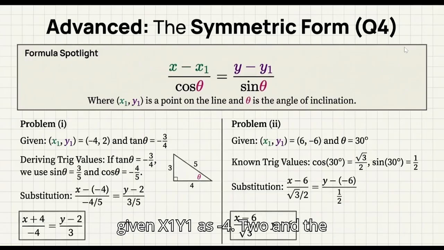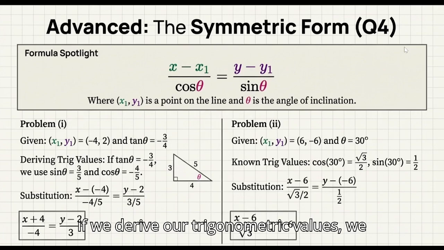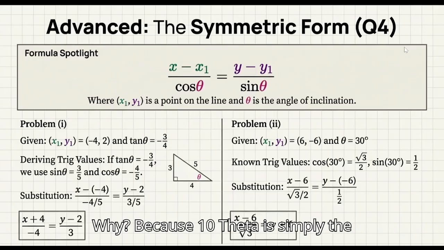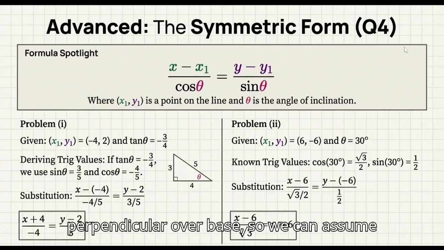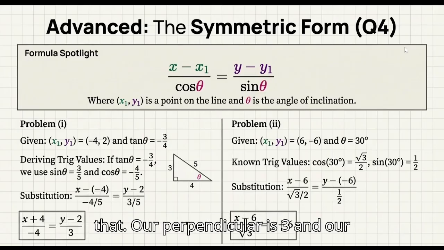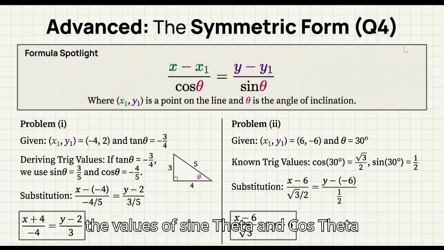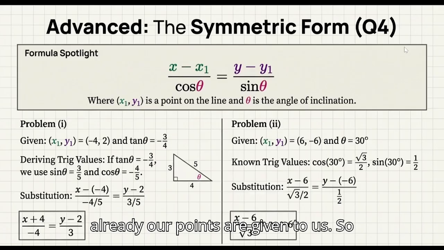For the problem first in question number 4, we are given x1, y1 as negative 4 comma 2 and the tangent of theta as negative 3 by 4. So if we derive our trigonometric values, we know that tan theta is negative 3 by 4. So sin theta will be 3 by 5 and cos theta will be negative 4 by 5. Why? Because tan theta is simply the perpendicular over base. So we can assume that our perpendicular is 3 and our base is 4.